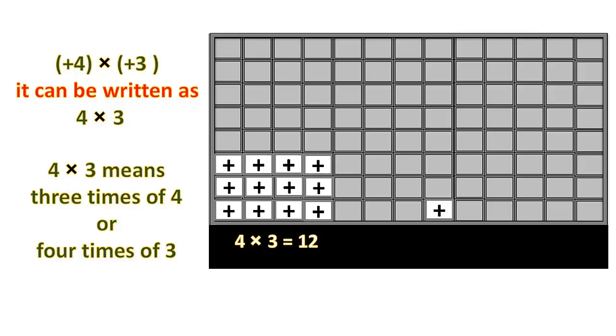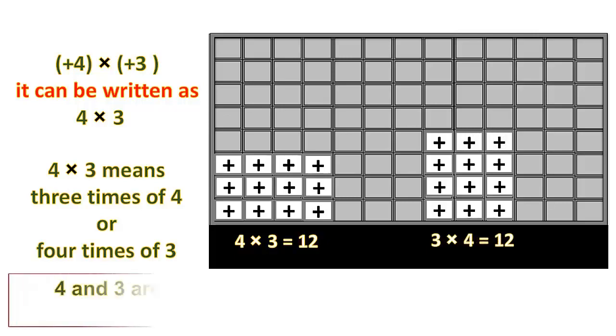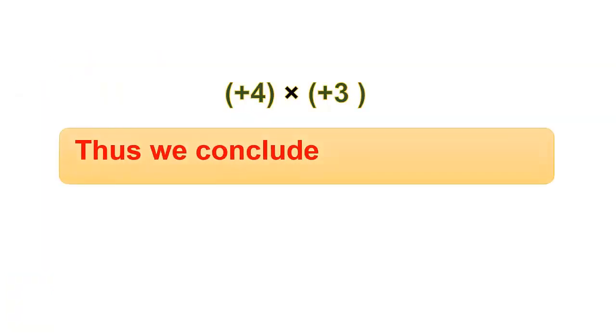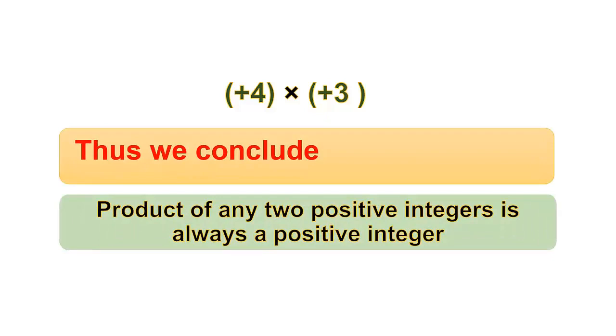Similarly, next we arrange positive symbols, 3 in a row. Likewise, we arrange it in 4 rows. So 3 into 4 gives us 12. In that arrangement we see 12 positive symbols. Therefore 4 and 3 are positive integers and the result, 12, is also a positive integer. Thus we conclude the product of any two positive integers is always a positive integer.